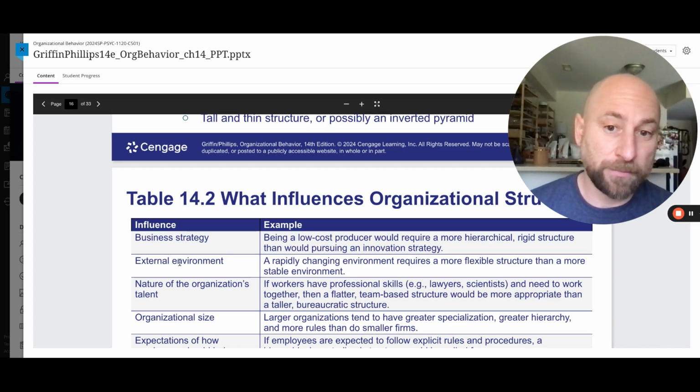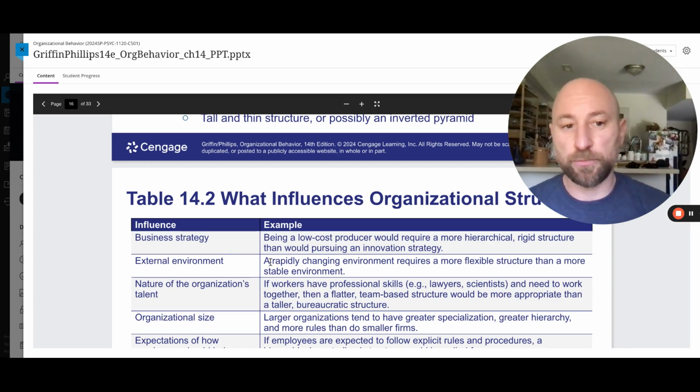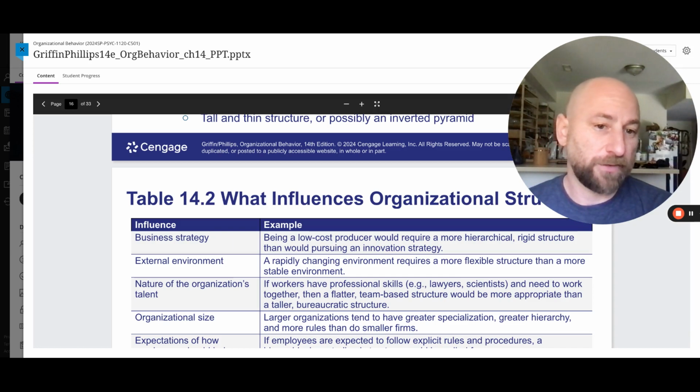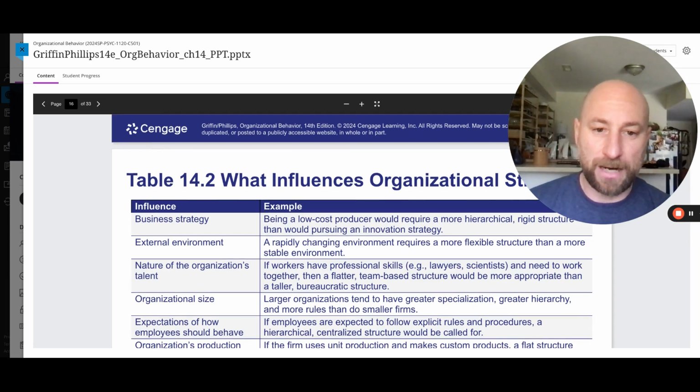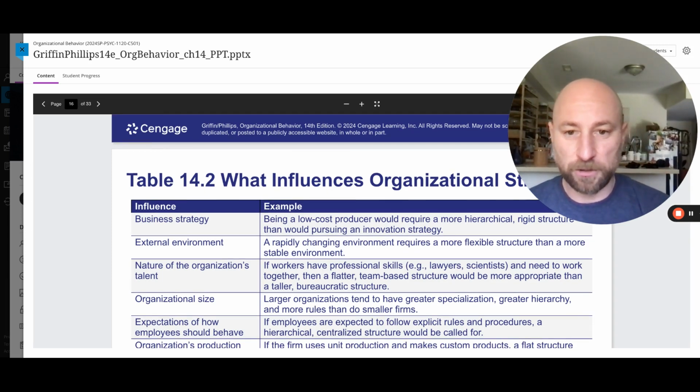The external environment can influence the organizational structure. A rapidly changing environment requires a more flexible structure than a more stable one. The nature of the organization's talent, right? If workers have professional skills and need to work together, then a flatter team-based structure would be more appropriate than a taller bureaucratic structure. Size matters. Larger organizations tend to have greater specialization, greater hierarchy, and more rules than smaller firms.